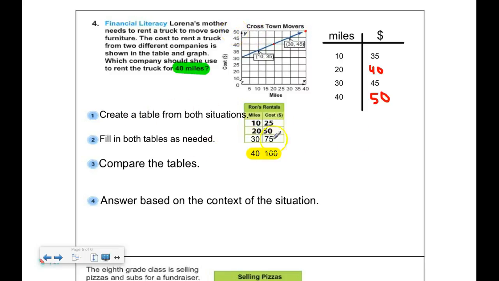So here's what we've done. We created this table for Ron's Rentals, filled it in. We created this table for Crosstown Movers with the information from the graph. Step 3 then is we're going to compare. Well, you tell me. There's my 40 miles for this table and 40 miles, half as much, right? So answer based on the context of the situation. She should use Crosstown Movers.